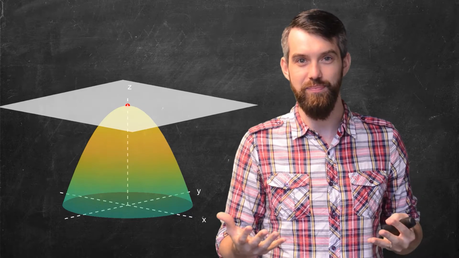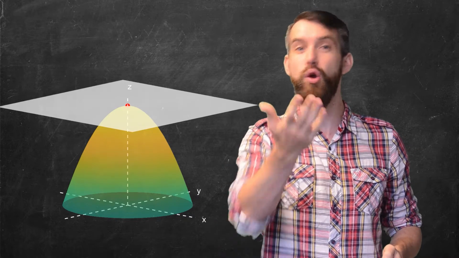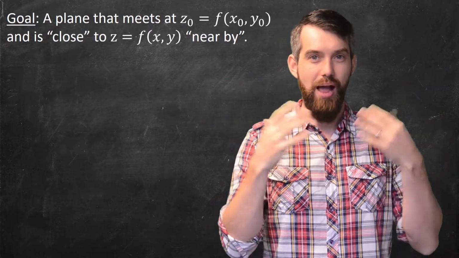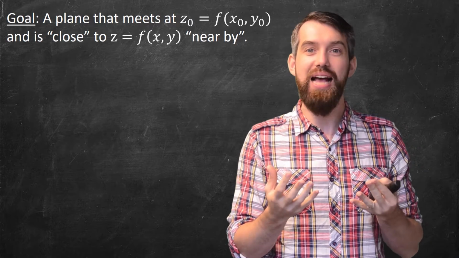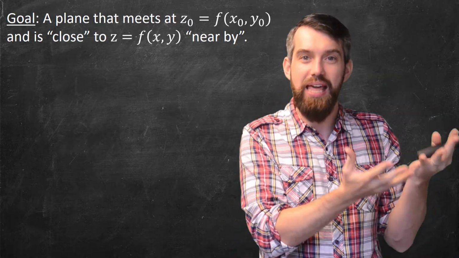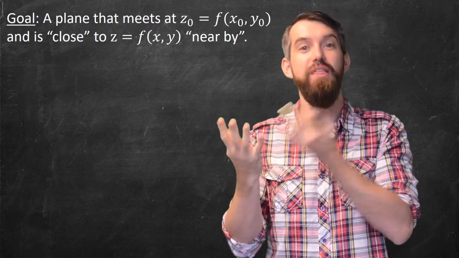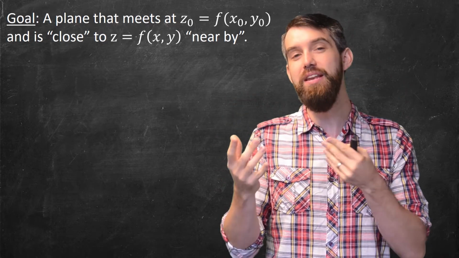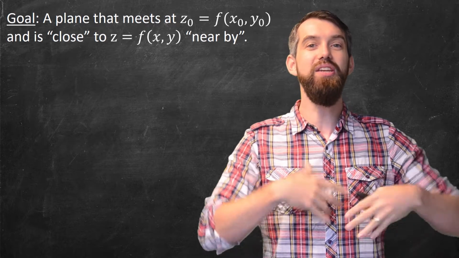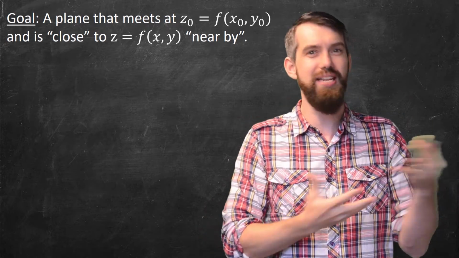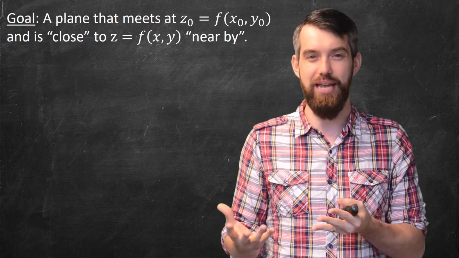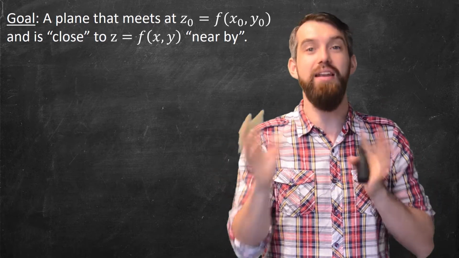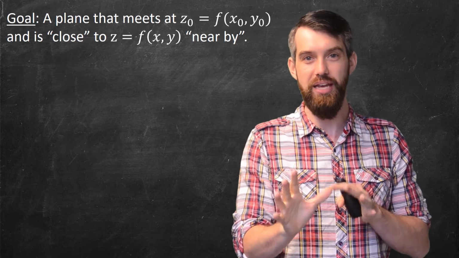So, how do we find these? Well, let's begin with the goal. A loose sense of my goal is I am looking for some plane. I'm asking two things. I'm first asking that the tangent plane and the graph of my function meet at the specific point x0, y0, and z0. And then secondly, I'm asking that nearby that point, the tangent plane is close in some sense. It's close to the graph of the function, but what exactly I mean by that, let's put a pin in it, and we're going to come back to it later.